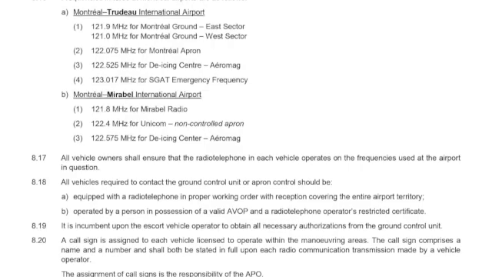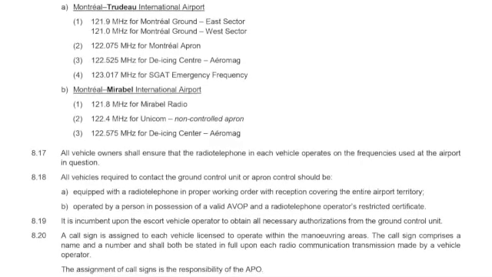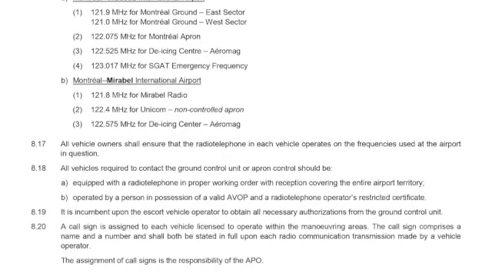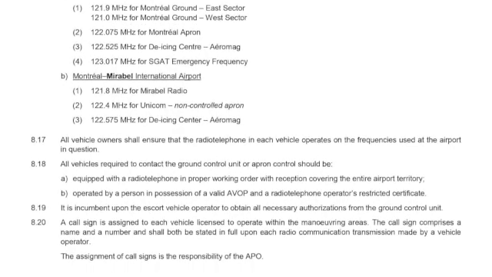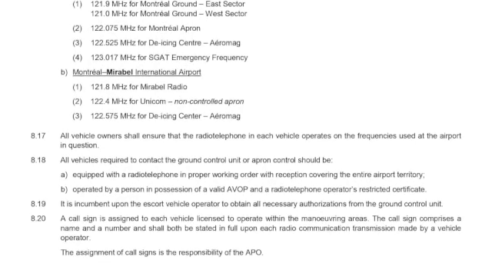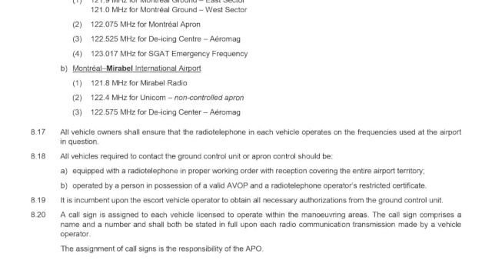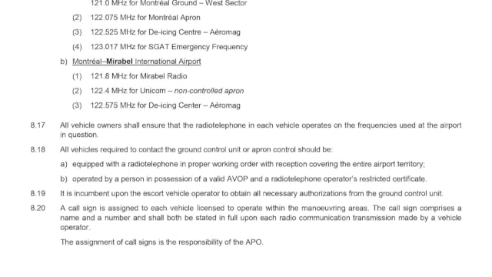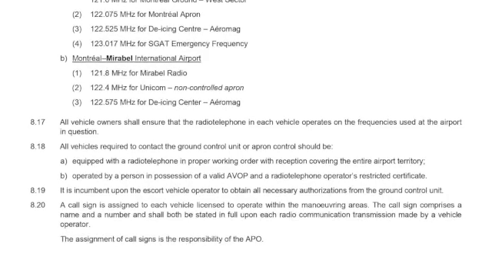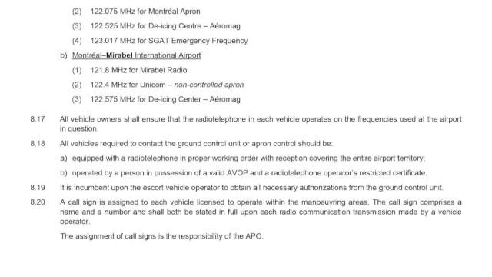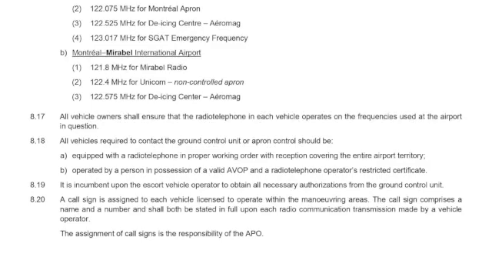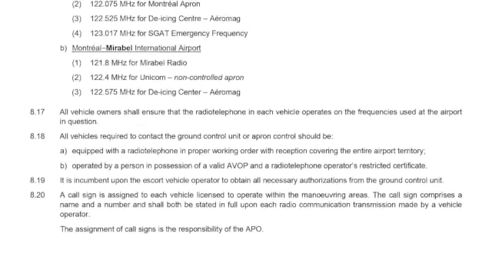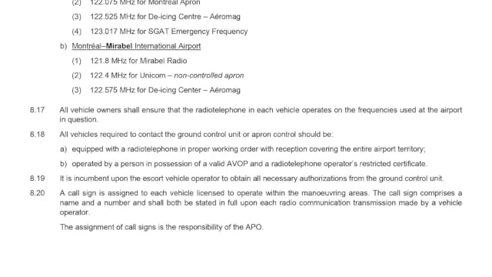17. All vehicle owners shall ensure that the radio telephone in each vehicle operates on the frequencies used at the airport in question. 18. All vehicles required to contact the ground control unit or apron control should be, A. Equipped with a radio telephone in proper working order with reception covering the entire airport territory. B. Operated by a person in possession of a valid AVOP and a radio telephone operator's restricted certificate. 19. It is incumbent upon the escort vehicle operator to obtain all necessary authorizations from the ground control unit.